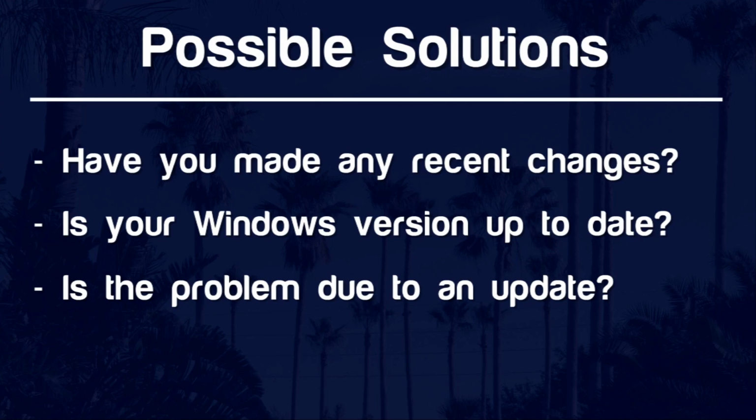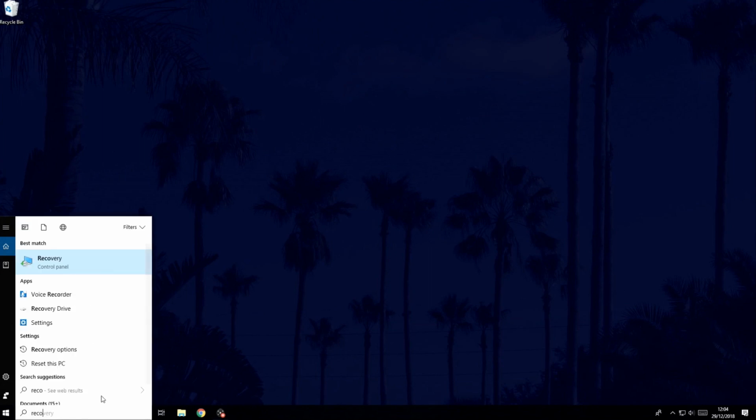You could also check to see if your version of Windows is up to date. To check this, simply search Updates in the search bar to get to the Updates page. It will tell you on that page whether you have the newest version or if you need to scan for updates. If your PC has recently updated Windows, that update could be the cause.